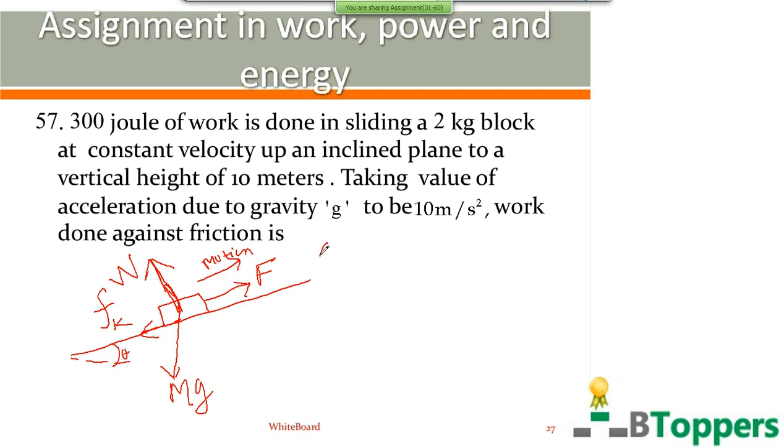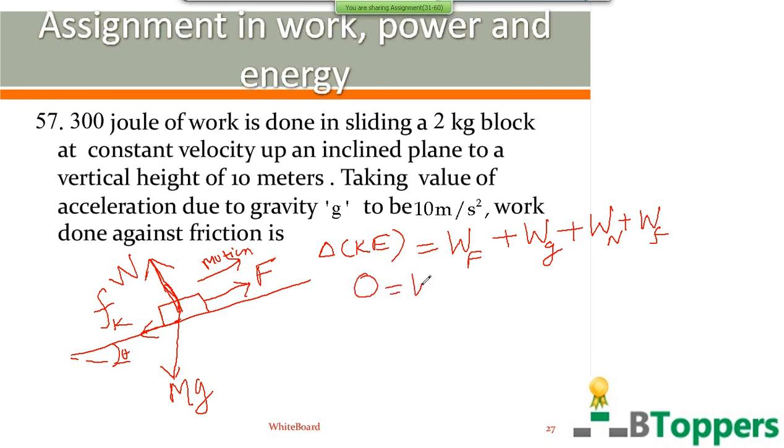According to the work energy theorem, the change in the kinetic energy of the block is equal to total work done by all the forces acting on the block. That is, work done by the constant force applied on the block by the external agent plus work done by the gravitational force plus work done by the normal reaction plus work done by the force of friction. Here the block is moving with constant velocity. So mass of the block is a constant. So if the velocity of the block is a constant, kinetic energy of the block is constant, or change in the kinetic energy of the block is zero.